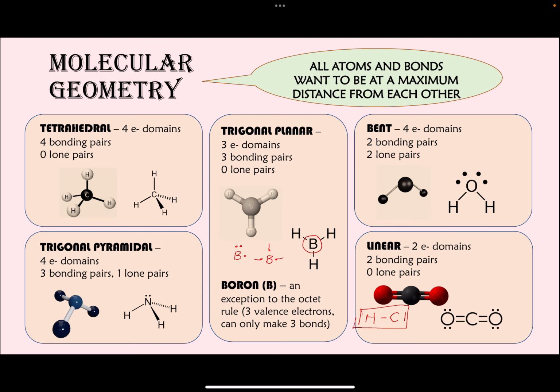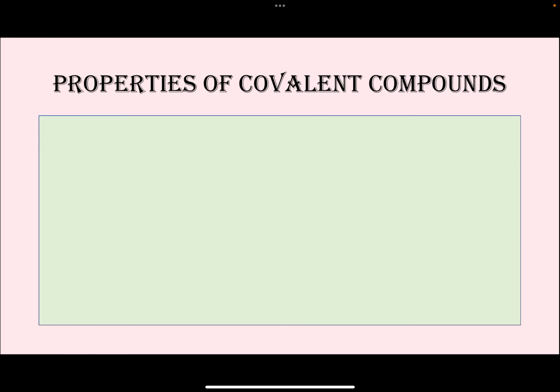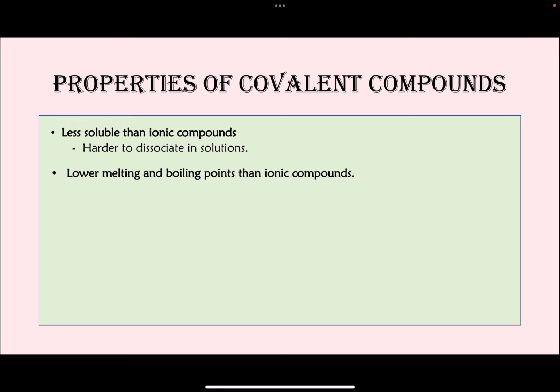Okay, so let's talk about the properties of covalent compounds. So remember that covalent compounds are less soluble than ionic compounds, and that's because ionic compounds dissociate into ions much more easily when they go in the solution. Covalent compounds cannot dissociate into smaller particles, so they are less soluble. They also have lower melting and boiling points compared to ionic compounds, because unlike ionic compounds, they do not have those rigid solid structures. They also have less conductivity compared to ionic compounds.